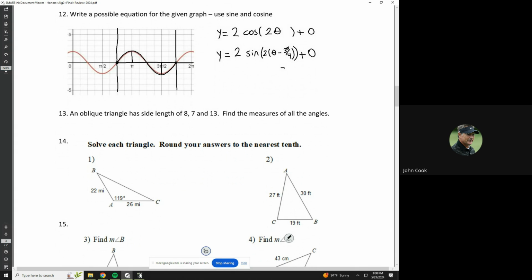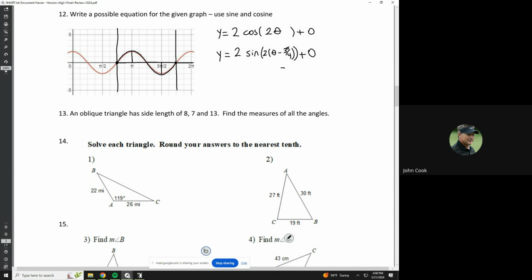Okay, the next one says, an oblique triangle has side lengths of 8, 7, and 13. Find the measure of all of the angles. That's easy, I think, right? Let's verify that we will get a triangle from this. If I take any two sides and add them together, they should be larger than the third side for all the different combinations.